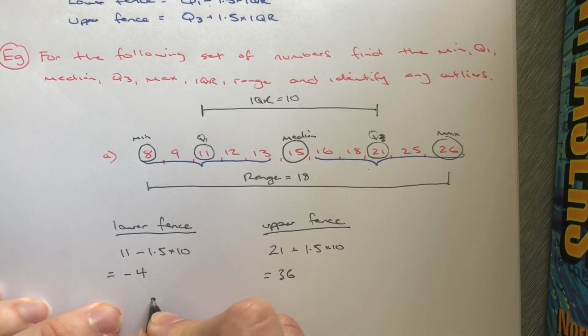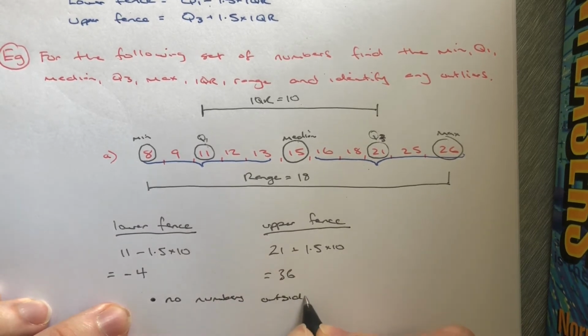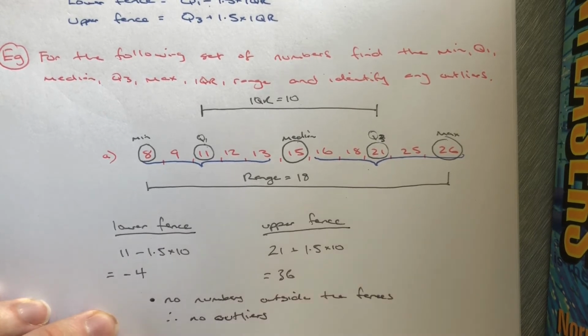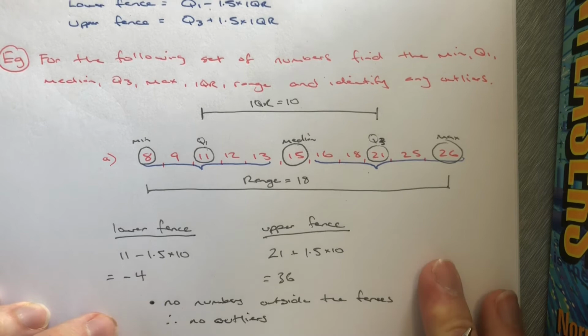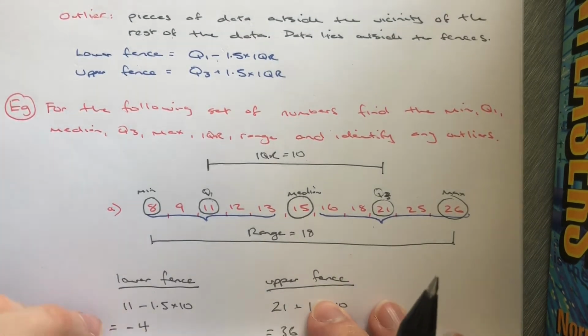So I might summarize that down here. No numbers outside the fences, therefore no outliers. There we go. So we've done that question. There is a B though. This was A. So let's start B.